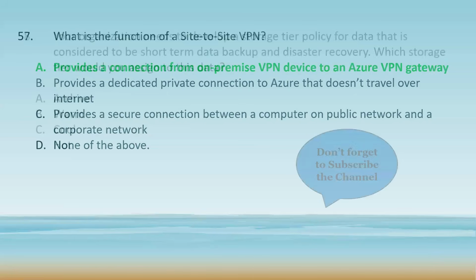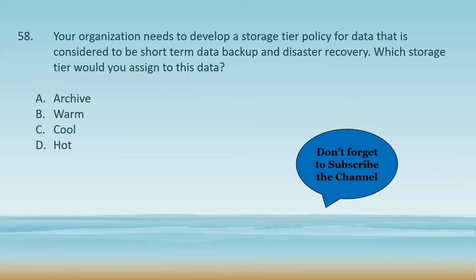Moving on to next question. Your organization needs to develop a storage tier policy for data that is considered to be short-term data backup and disaster recovery. Which storage tier would you assign to this data? Your options are archive, warm, cool, or hot. So the correct answer is option C, cool.